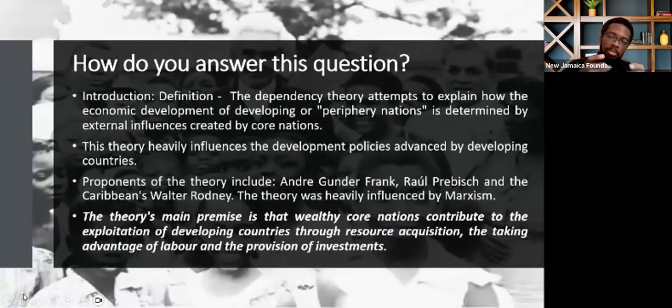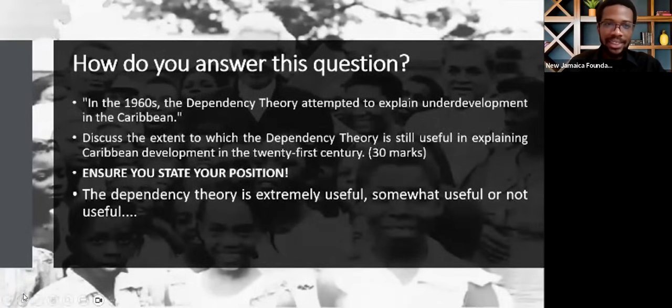Dependency theory fits into that school of thought, as it argues that the current system of capitalism, the current international economy, has been geared towards the exploitation of poorer nations, where poorer countries are reliant on these large economies for capital, for their markets, for investments, and we don't get the value for money from it. So the theory's main premise is that wealthy core nations contribute to the exploitation of developing countries through resource acquisition, taking advantage of labor, and the provision of investments. So in the 1960s, the dependency theory attempted to explain underdevelopment in the Caribbean.